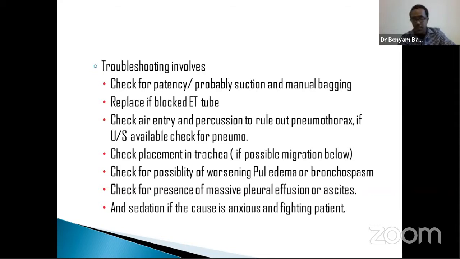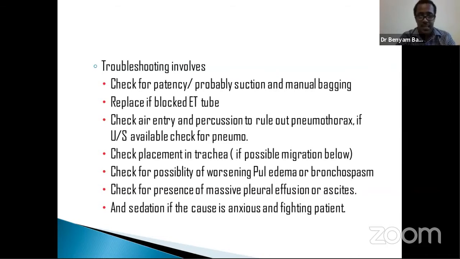You can do that by physical examination, auscultation and percussion notes, and bedside ultrasound will do your magic and tell you what's underlying there. And finally, if the cause is the patient coughing, fighting or being anxious, then we need to apply sedation so that the patient will not fight the machine and cause the alarm to go off.